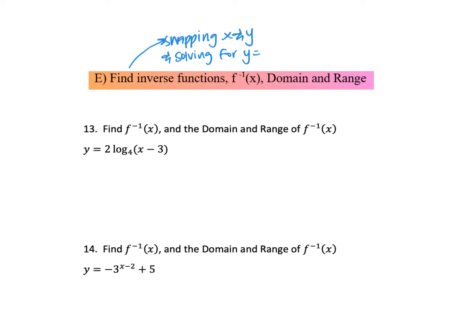We also know something about the domain and range of inverse functions, and that they also swap. So if I know the domain of a function and the range of a function, I also know its inverse's domain and range. The domain of the original function becomes the range of the inverse, and the range of the original function becomes the domain of the inverse.